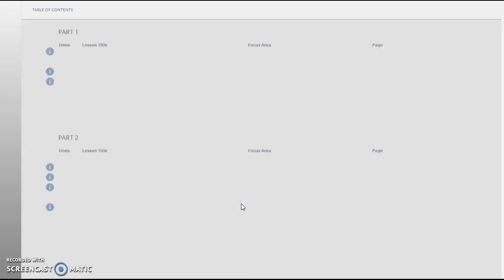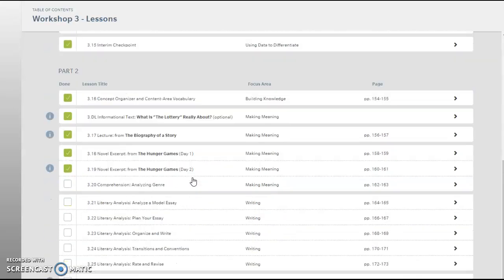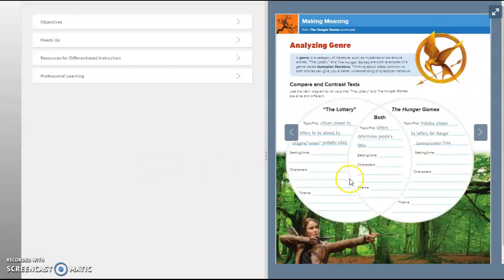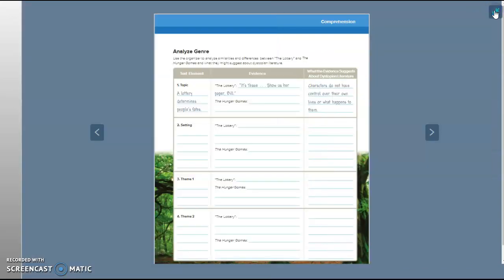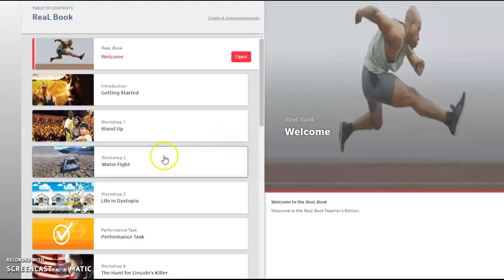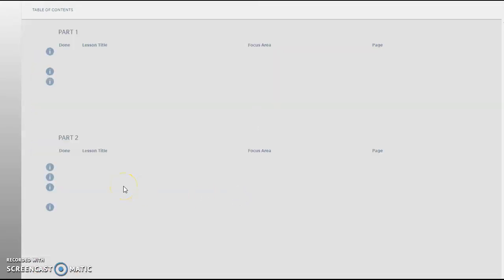Okay, life and dystopia, and we're working through this section right here, analyzing genre. We've already done this, with the Venn diagram and also the setting and the theme 1, theme 2, all that good stuff. Whoops, got to go back. Take a look here, life and dystopia again. Sorry, guys.